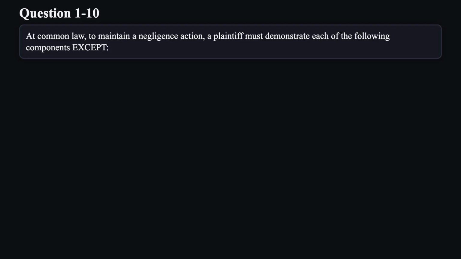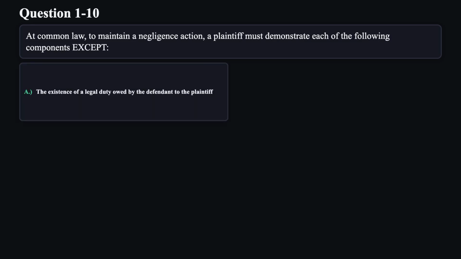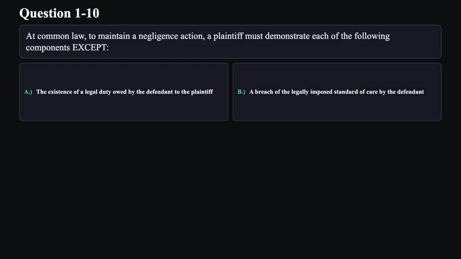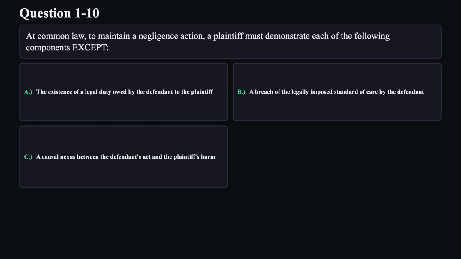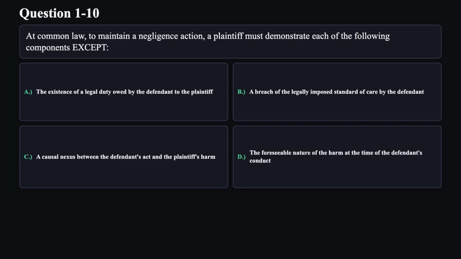Question 10. At common law, to maintain a negligence action, a plaintiff must demonstrate each of the following components except A. The existence of a legal duty owed by the defendant to the plaintiff. B. A breach of the legally imposed standard of care by the defendant. C. A causal nexus between the defendant's act and the plaintiff's harm. D. The foreseeable nature of the harm at the time of the defendant's conduct.